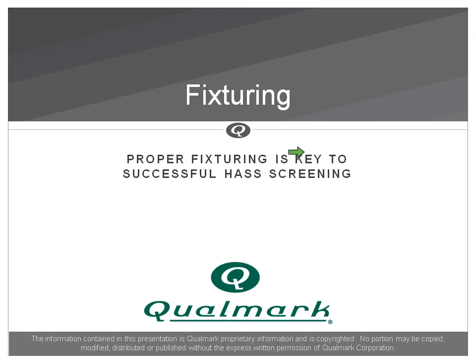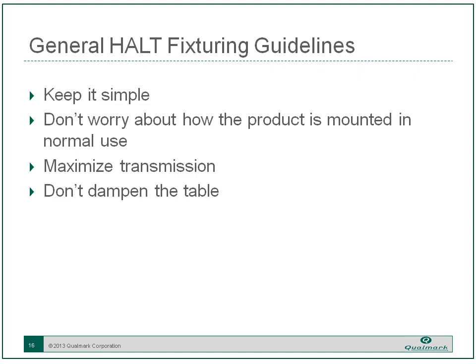Proper fixturing, as we say here, is essential to a successful HASS screen. And here, just to outline some of the differences. If you're used to doing HALT, you know there are some general guidelines to follow, and it's relatively straightforward. Keep it simple. We don't worry about how the product's mounted in normal use. We're worried about mounting the product so that we get maximum transmission, and understand the table characteristics so that we don't dampen the table and reduce the drive into the product.